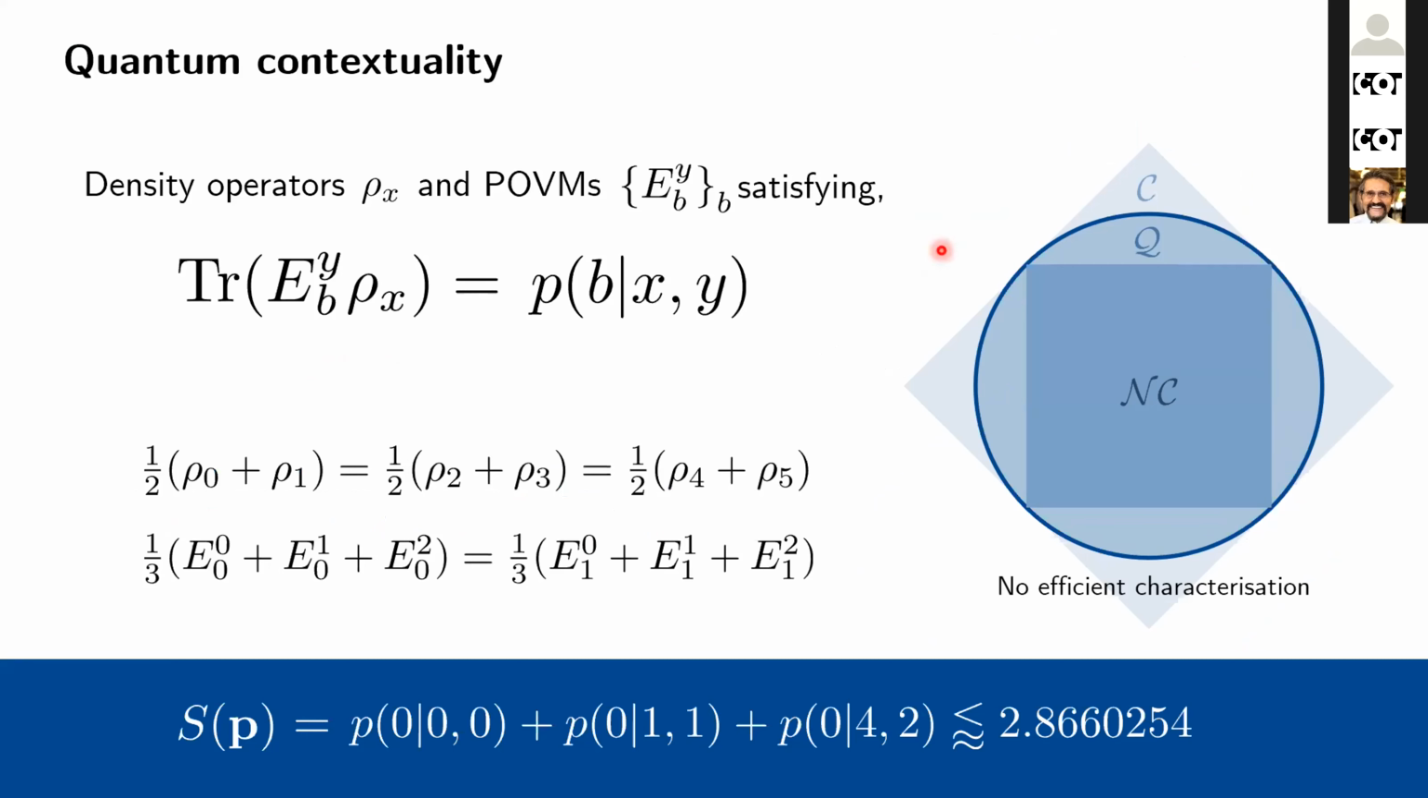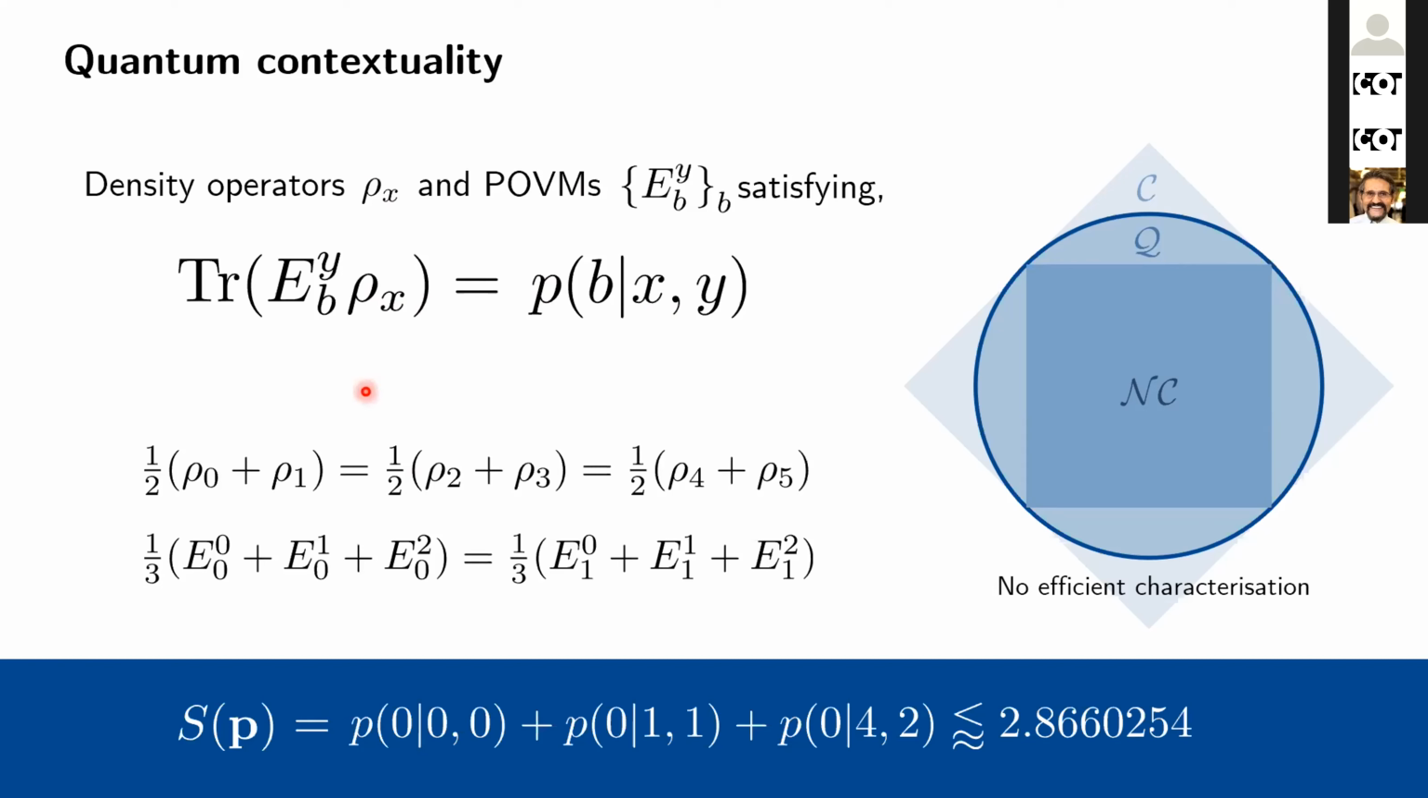A behavior P(b|x,y) is contained in the quantum set if you can find some quantum realization of the behavior. That's going to be some density operators rho_x, one for every x, and some POVMs, both on some separable Hilbert space. Then there's a POVM E_y for every measurement y. These need to be such that if you use the Born rule, you get the probability of b given x, y. So you're realizing this behavior using quantum theory with these states and measurements.